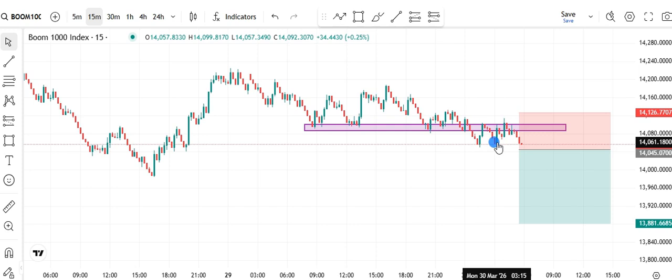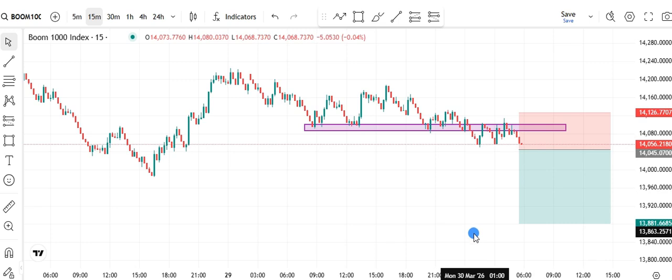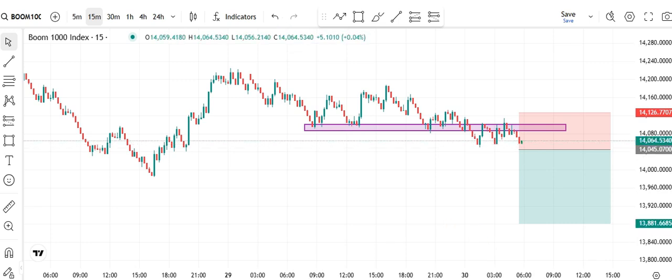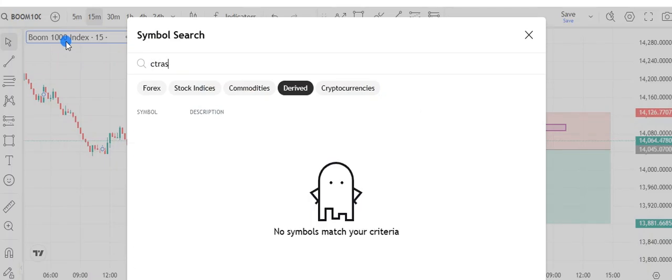Here's what I'll be looking out for. Wait for the market to get to my entry, then that's where my stop loss is, and my take profit is a 1:2 risk to reward ratio. All right, so let's go to the crash index. We'll be starting also with crash 500.